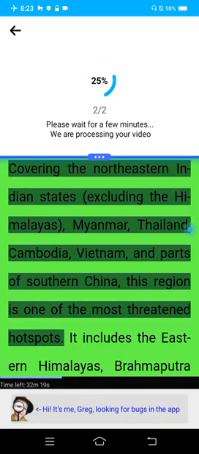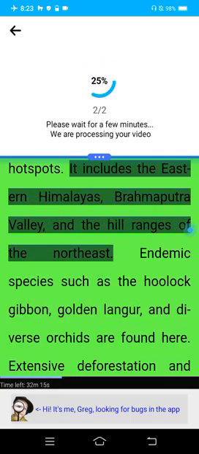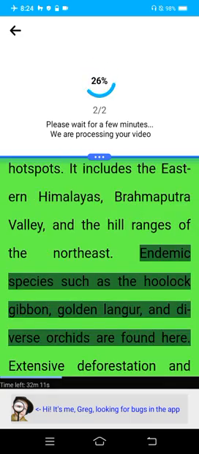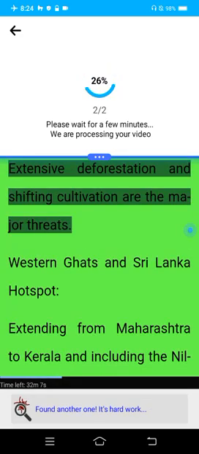Indo-Burma hotspot. Covering the northeastern Indian states, excluding the Himalayas, Myanmar, Thailand, Cambodia, Vietnam, and parts of southern China, this region is one of the most threatened hotspots. It includes the eastern Himalayas, Brahmaputra Valley, and the hill ranges of the northeast. Endemic species such as the hoolock gibbon, golden langur, and diverse orchids are found here. Extensive deforestation and shifting cultivation are the major threats.